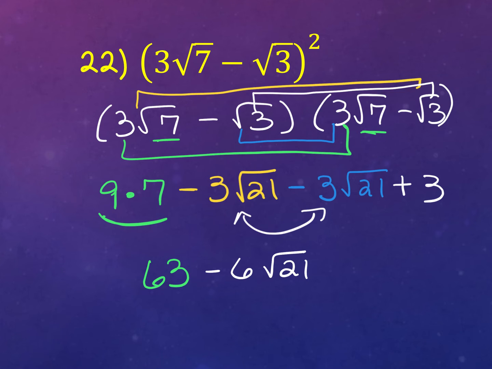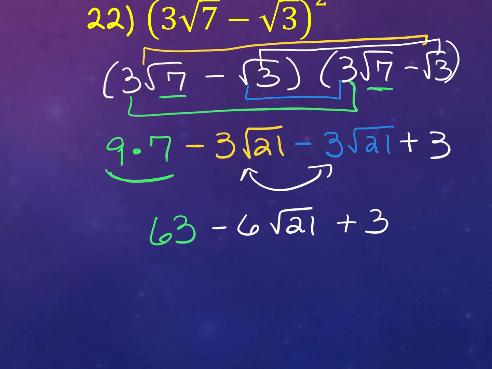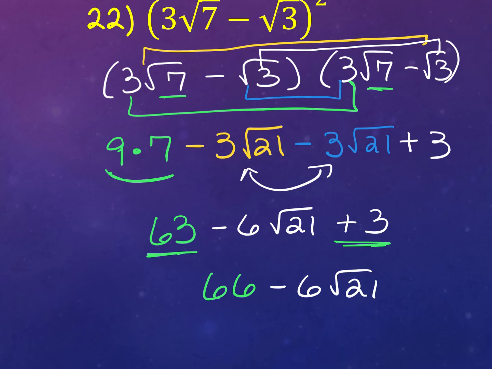And then finally, that last plus 3. The only thing I can combine are going to be the 63 with the positive 3 at the end. So I'll go ahead and add those, and I get 66, and then minus the 6 radical 21. I can't combine anything further because the 66 does not have a square root. Pretty good there? All right, let's keep going.